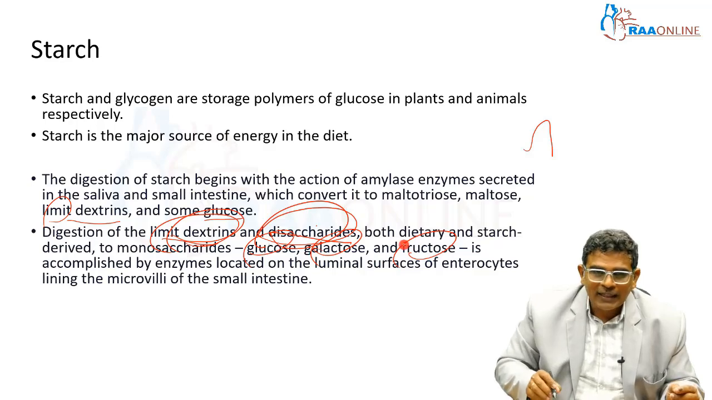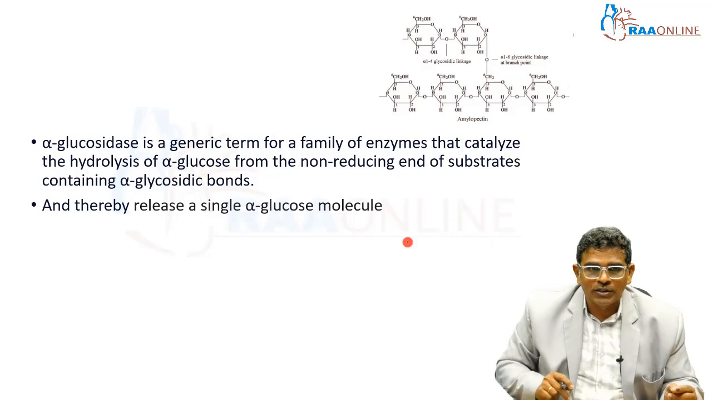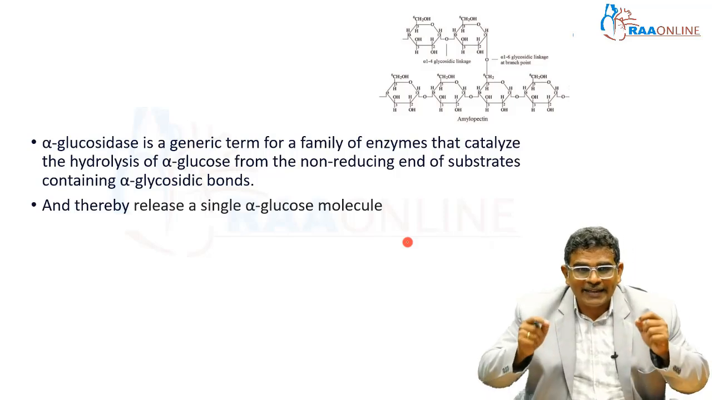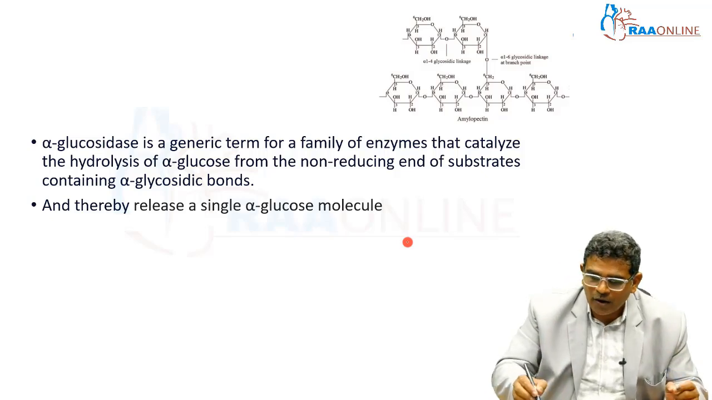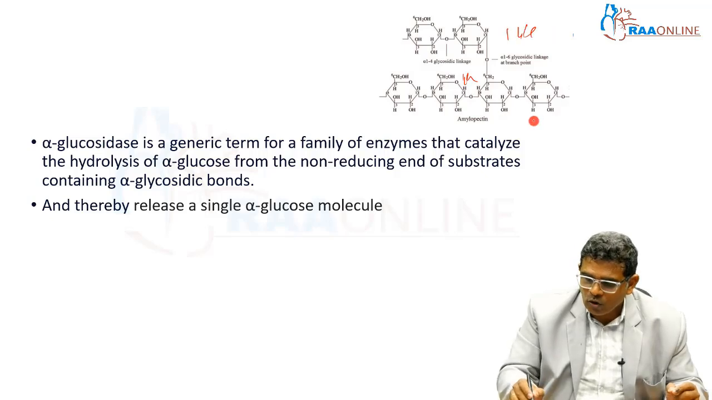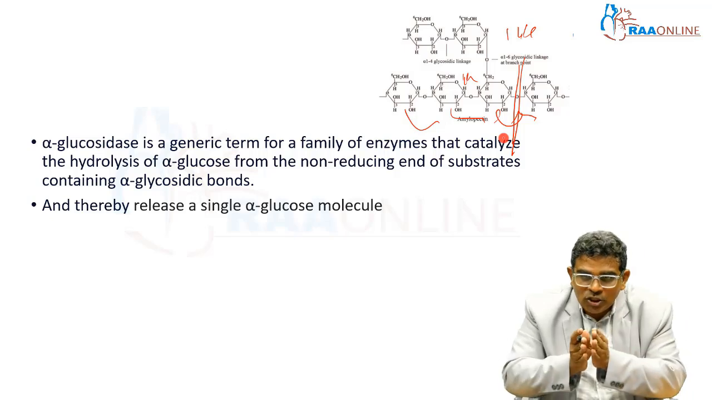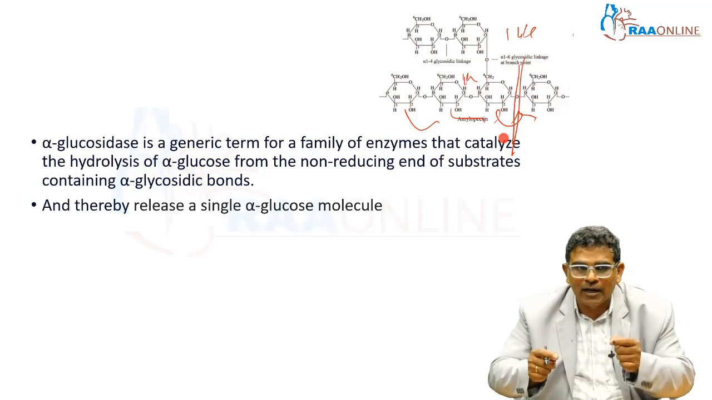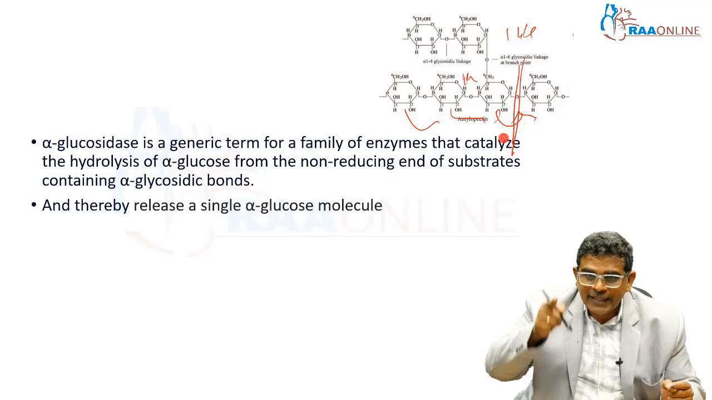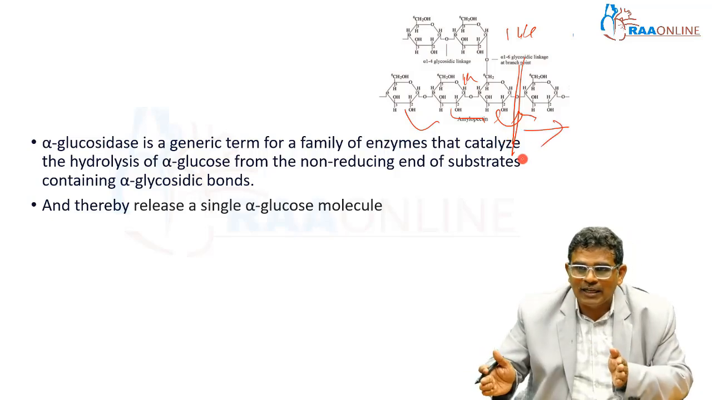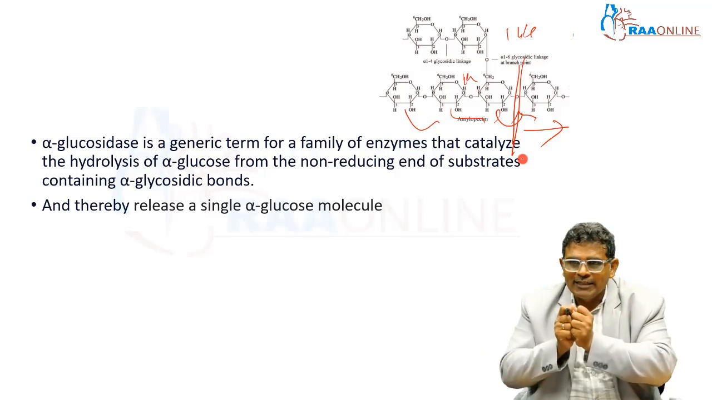This is called the alpha glucosidase enzyme. Alpha glucosidase is a generic term for a family of enzymes that catalyze the hydrolysis of alpha glucose bonds. You have a 1,4 bond over here and a 1,6 bond over here, so the glucose molecules are attached like this. If a glucose molecule has to be split off, it is acted on by alpha glucosidase, which detaches the glucose from the starch so that it can be easily absorbed.